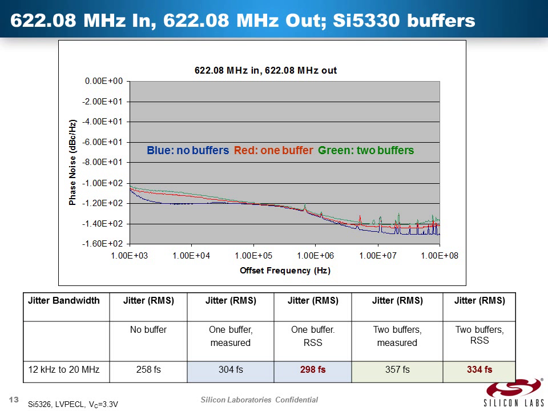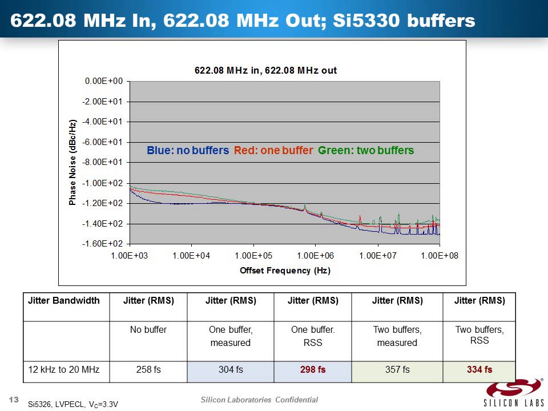Looking at the plot, as expected, the lowest jitter is without any fan-out buffer, and adding a buffer increases the jitter. However, adding a second buffer does not incrementally increase the jitter as much as adding the first buffer. This is because of the square root of sum squared value that is associated with uncorrelated random jitter.